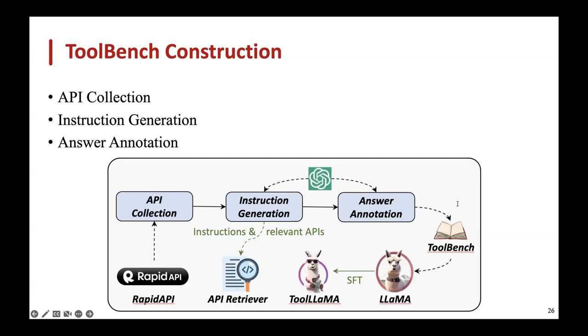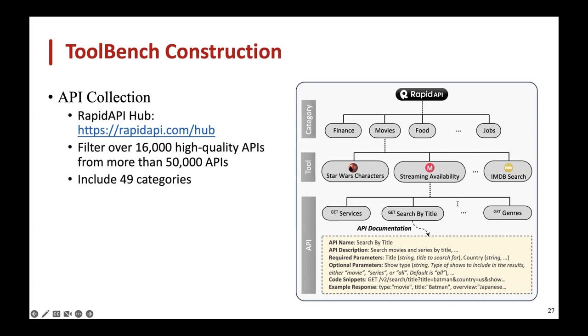The construction of ToolBench can be divided into three parts: the API collection, the instruction generation, and the answer annotation. For the API collection, they gather about 16,000 typical RESTful APIs from RapidAPI, a platform that hosts massive real-world APIs provided by developers. These APIs span 49 diverse categories, such as social media, e-commerce, and weather. For these APIs, we crawl the detailed API documents from RapidAPI, including the functionalities, the description, the required parameters, the code snippets for API calls, and so on.